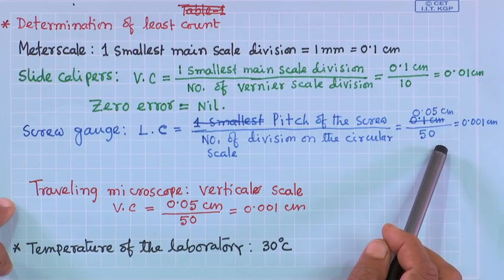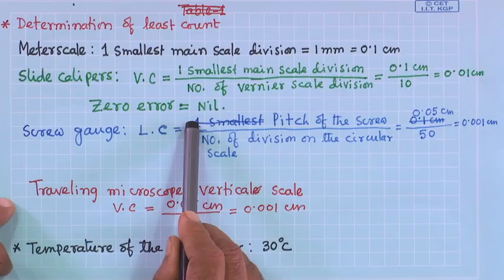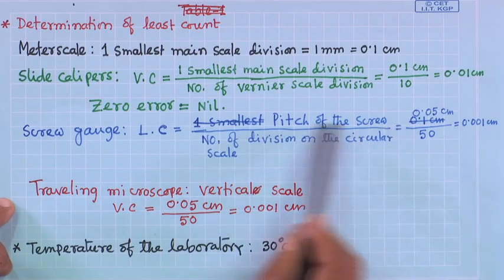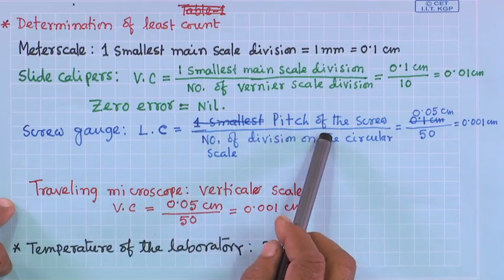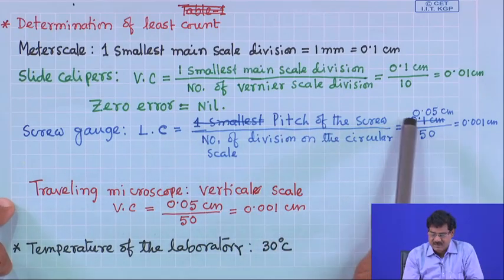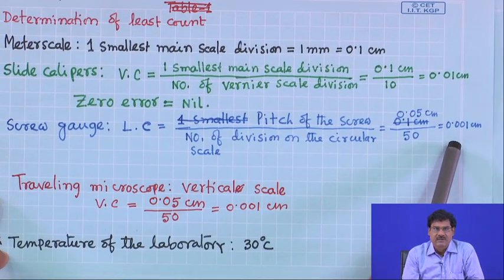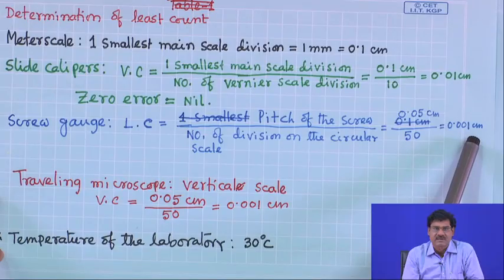If you make a mistake, do not overwrite it. Just cut it cleanly and write in the proper place. So the least count of this screw gauge is 0.001 centimeter.